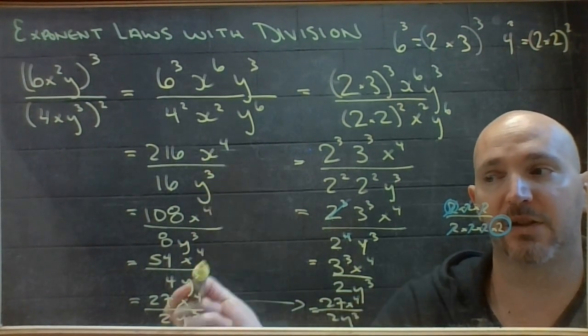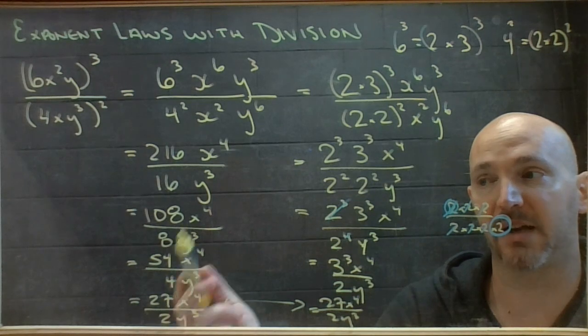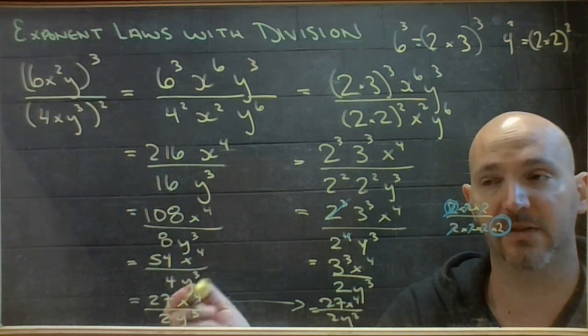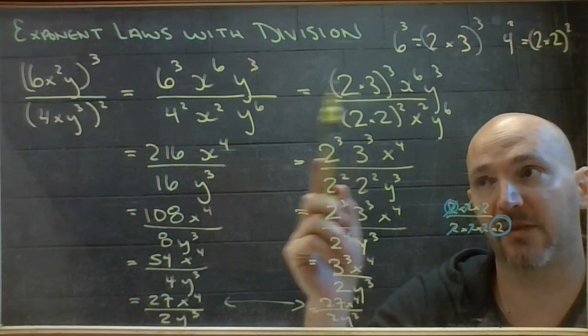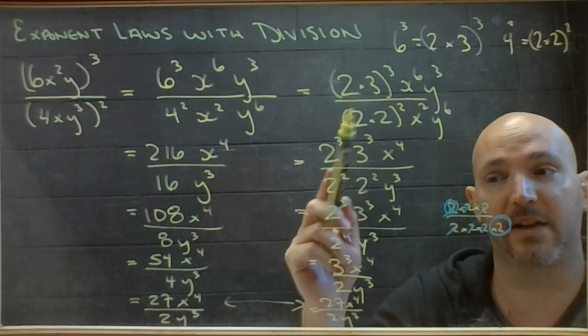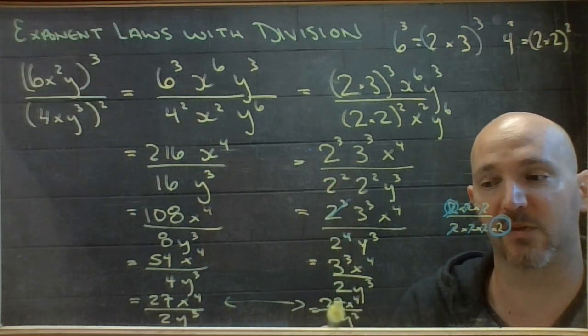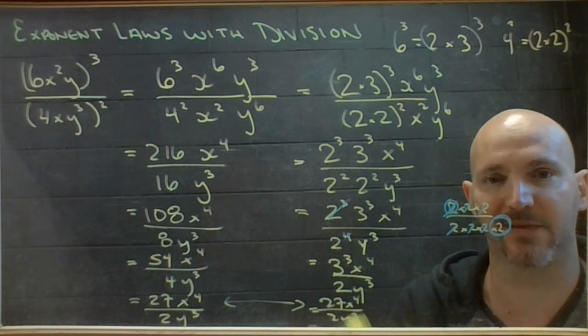So if you're going to do it this way, you have to be able to spot numbers that will reduce fractions. If you're going to do it this way, you have to be able to break numbers into their prime factors and distribute the exponents in order to eliminate extraneous values.